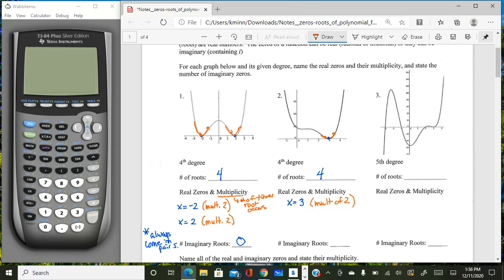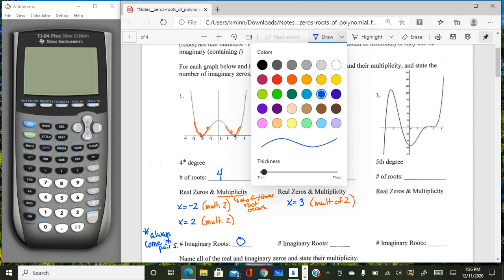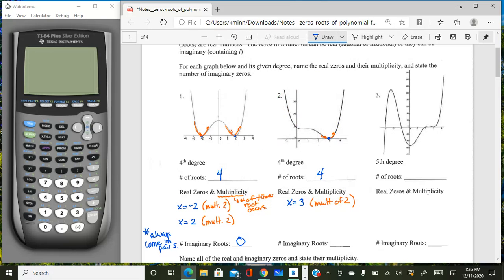Well, if 3 is occurring twice, but we have a total of 4 actual roots, that means that we end up with 2 leftover imaginary roots. So we get this from taking the degree minus the real roots that we can see on the graph, and that's going to equal whatever we have left over for the imaginary values.